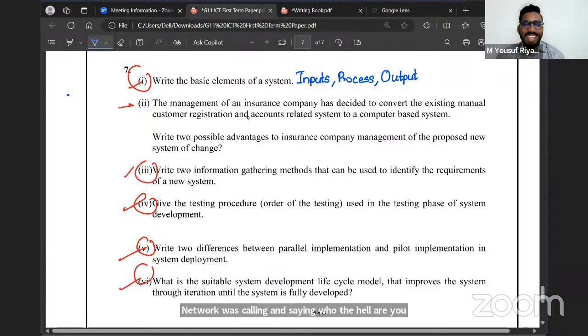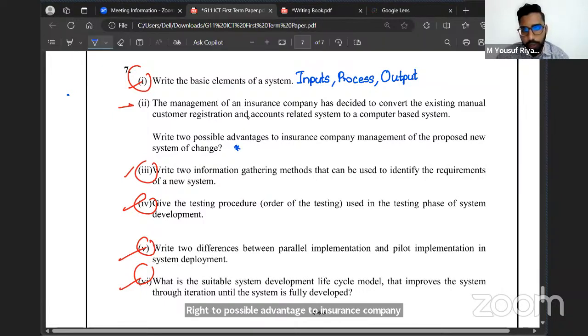So, the management of an insurance company has decided to convert the existing manual customer registration and accounts related system to a computer-based system. Give possible advantages to the insurance company management. So they're asking for advantages of a computerized system.